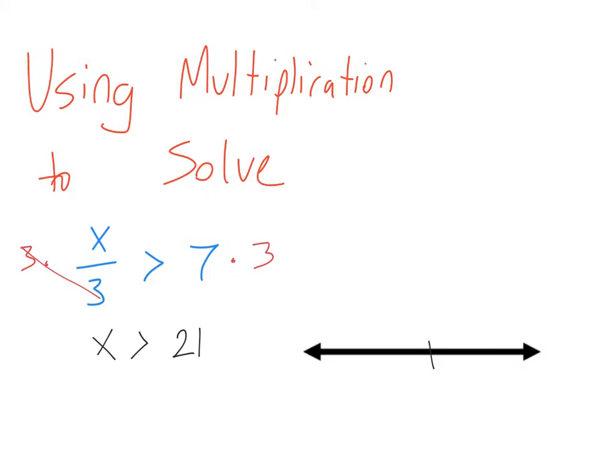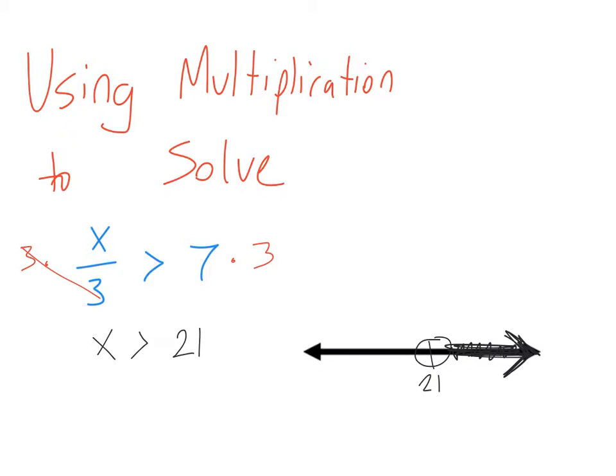So how do I graph that? Well, draw a line in the middle, call it 21. And then remember, it's an open circle, and you do not fill it in because it's just greater than. It's not greater than or equal to. And greater than means we shade to the right. And there you go.